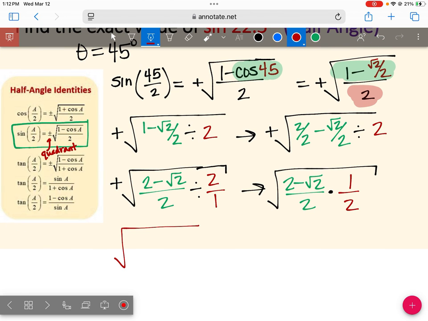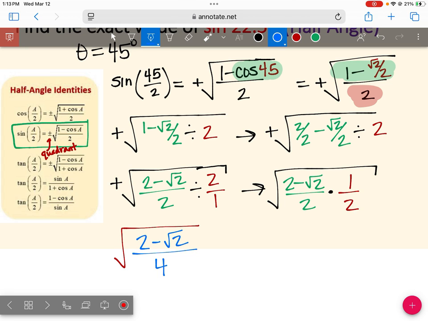So now I'm going to make one fraction. Instead of 2 fractions, we're going to have 1 fraction. So we're going to multiply these together. Well, 1 times anything doesn't change it. So that just becomes 2 minus root 2. And that's all over 2 times 2. And what is 2 times 2? 4.